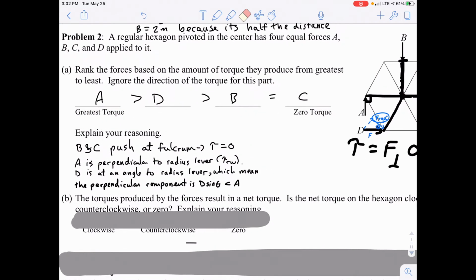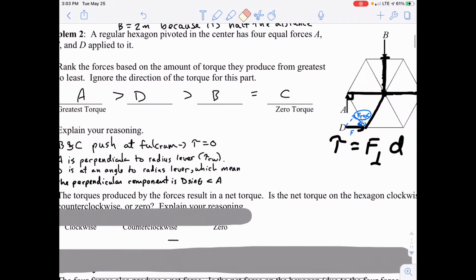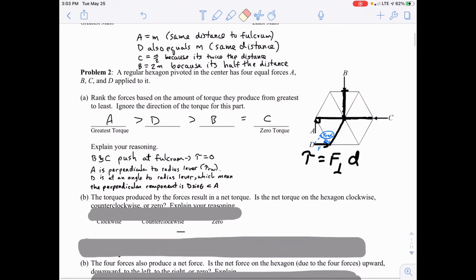So again, just to summarize, B and C push at the fulcrum, so no torque. A is perpendicular to the radius, so that is complete torque. And D is at an angle to the radius, which means it's some perpendicular component, d sine theta, or you could say d sine theta or F cosine theta, depending on what you're looking at. Either way, it's going to be less than the actual force applied.